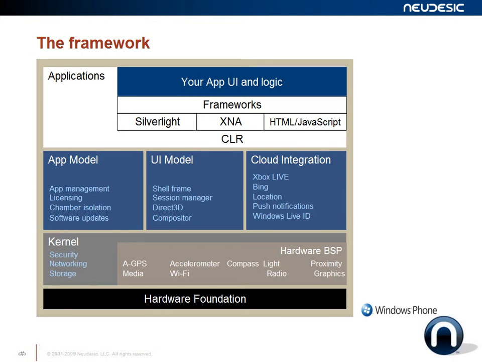So the framework, you build a Windows Phone 7 application either using Silverlight or XNA. You can build a mobile-friendly website using HTML and JavaScript. We're going to be talking mostly about Windows Phone 7 for Silverlight today. XNA is the framework that you would use if you're building more of a game and want more control over drawing and things like that. And a lot of what's in this diagram here we'll be talking about throughout this session.